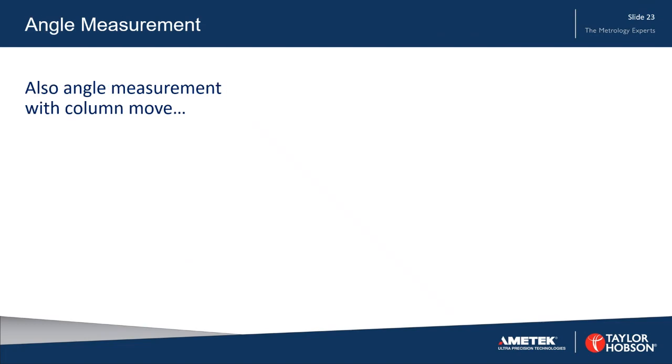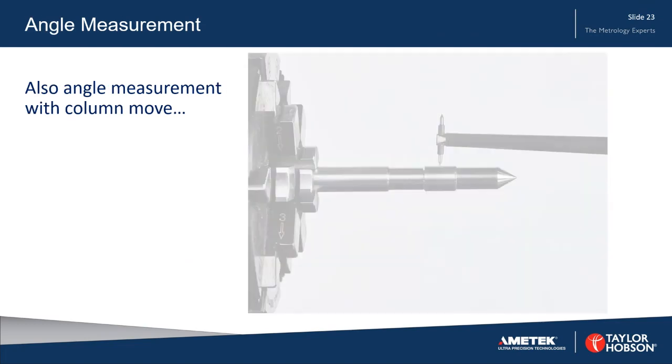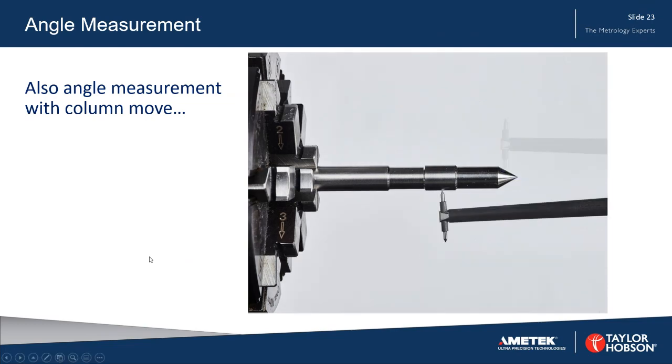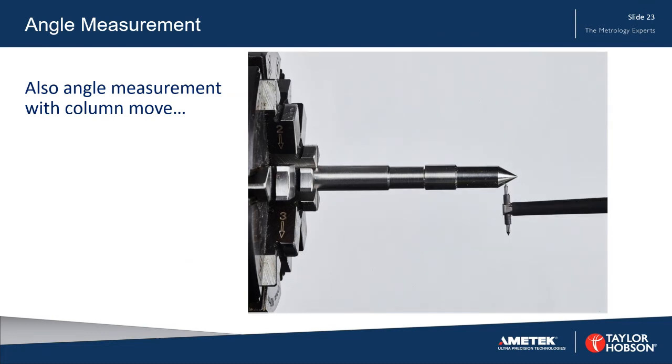We can also measure angles as well using the column move in the same way. And in this case, we've measured this injector needle, and we've measured a balance trace about 0, and we've measured over onto the cone itself. We're now measuring the same thing underneath, and again we've moved the column in each case.